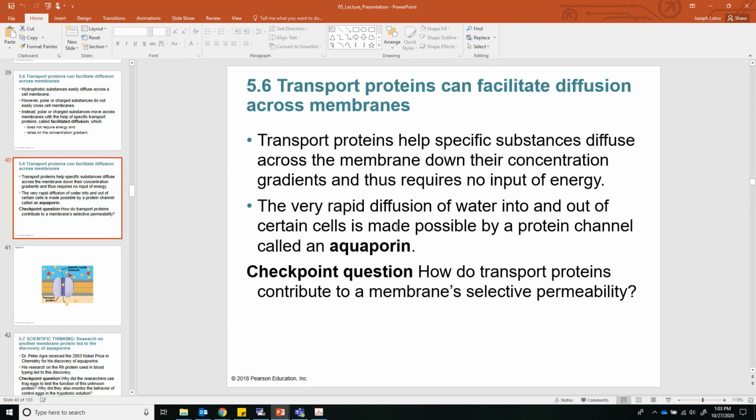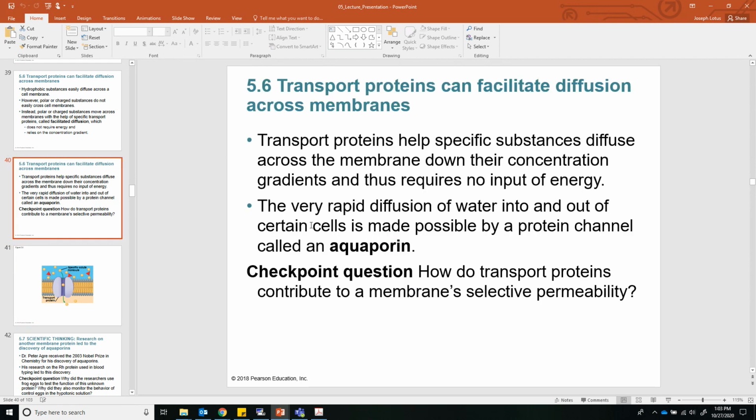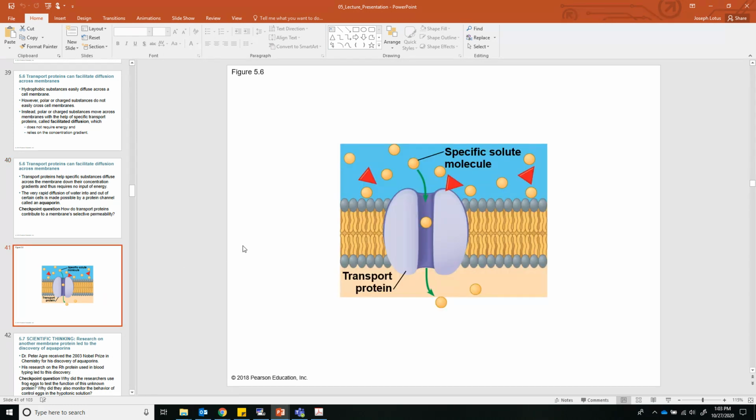Water moves through the membrane a little bit on its own, but most of our water goes through a transport protein that's called an aquaporin. These were just discovered in like 2003, so not that long ago. But most of our water is transported through our cell membrane through the use of an aquaporin, which is a type of facilitated diffusion.